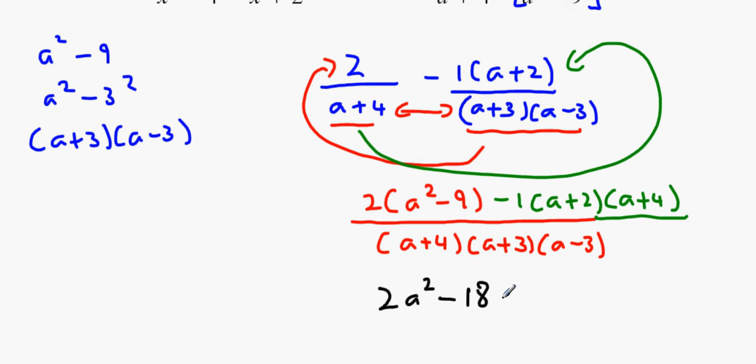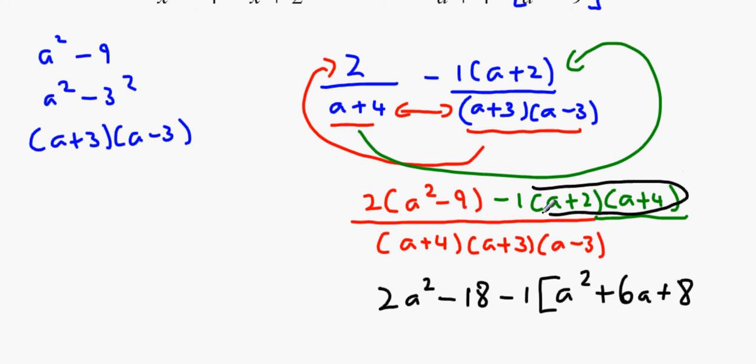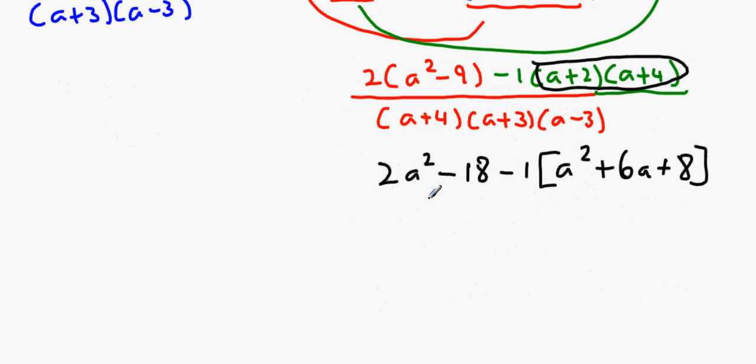minus 1 times, now we're going to multiply the two of these out by each other. We'll get a squared plus 6a plus 8. That's these two brackets here when multiplied by each other. We'll give you this. And then, still working with the numerator only, what we can get is a squared minus a squared is going to give you a squared. Minus 1 times 6 is minus 6a. And then minus 18 minus 8 is minus 26.